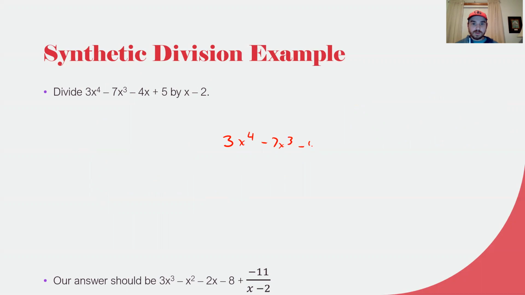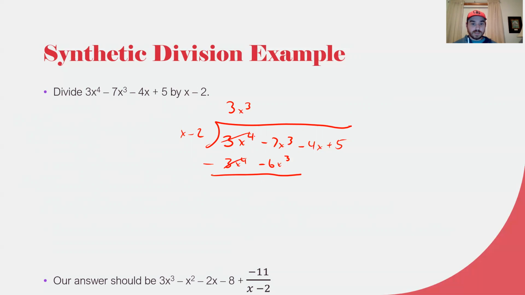4x to the fourth minus x cubed minus 4x plus 5 divided by x minus 2. So first off, x goes into 3x to the fourth, 3x cubed times. That leaves us with 3x to the fourth minus 6x cubed. Subtract these down. These will cancel. This gives us negative 1x cubed.